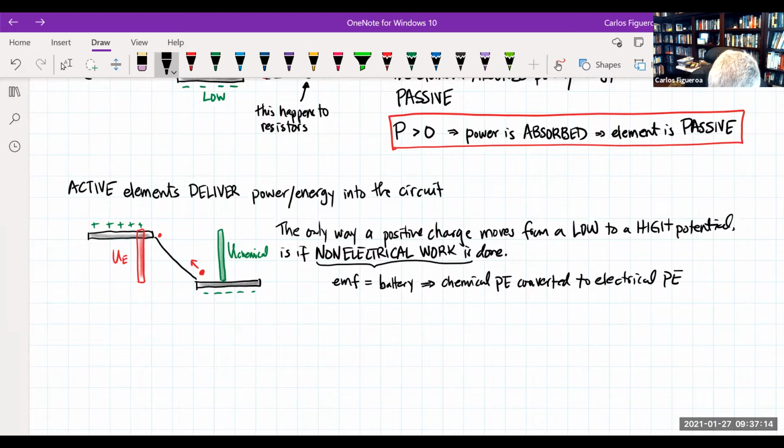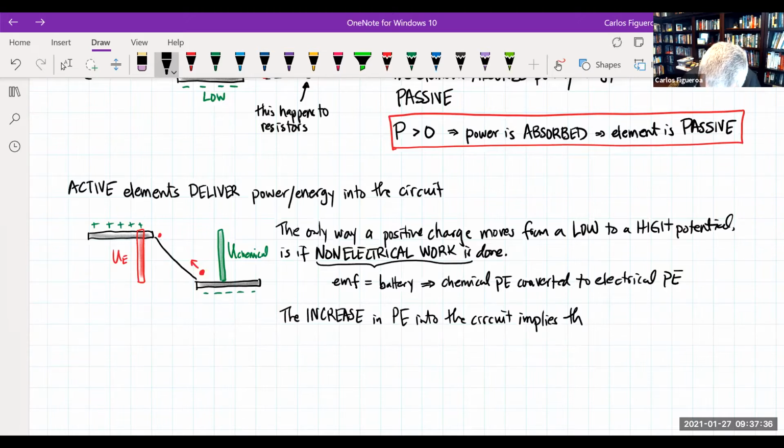So what we're saying here is that the increase in potential energy into the circuit implies this element delivers energy / power. And that, by definition, is active.